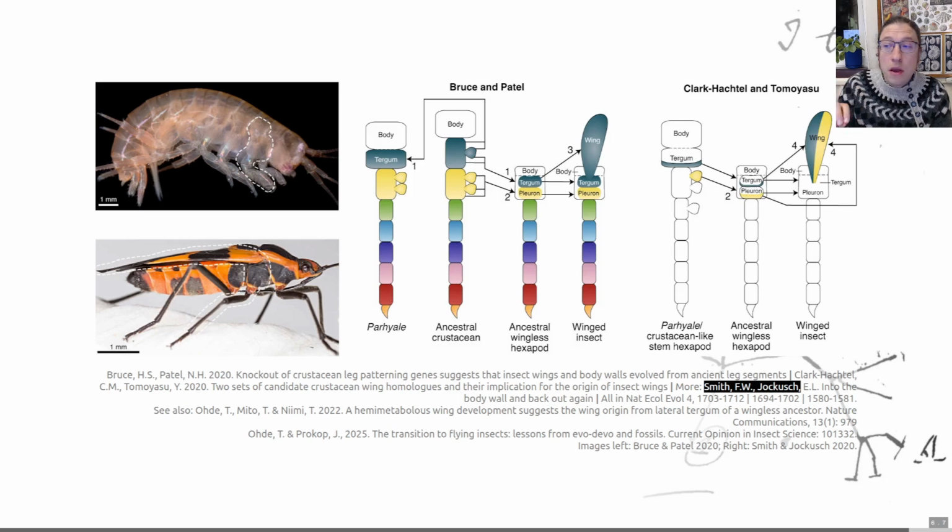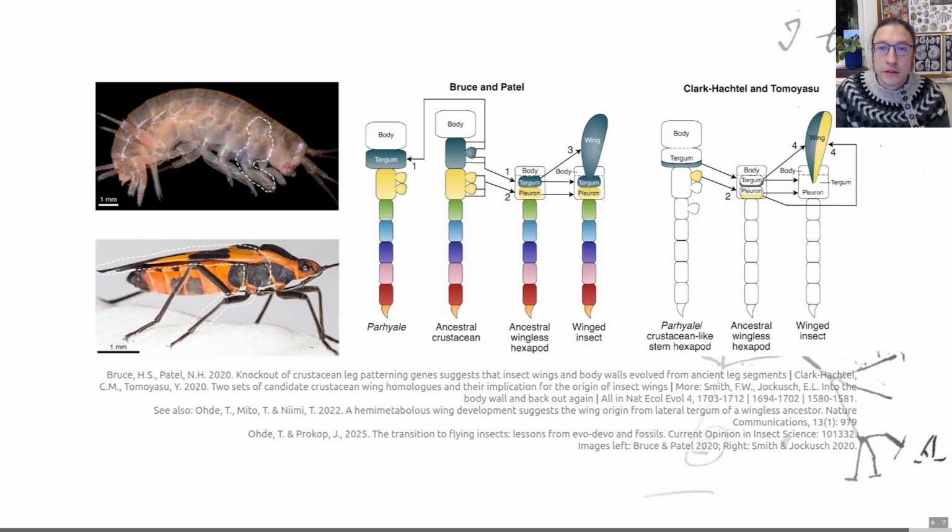But in brief, both of the authors of these papers from 2020, Bruce and Patel, and Clark-Hachtel and Tomoyasu, look at the development of either the limbs or the body in these two organisms. And both papers agree that the lateral body wall of insects is homologous to the proximal-most leg segment of crustaceans. So in both of these papers, the authors identify that a segment of the leg of an ancestor has been incorporated ultimately into the body wall of an ancestral, wingless member of the group that includes the insects.